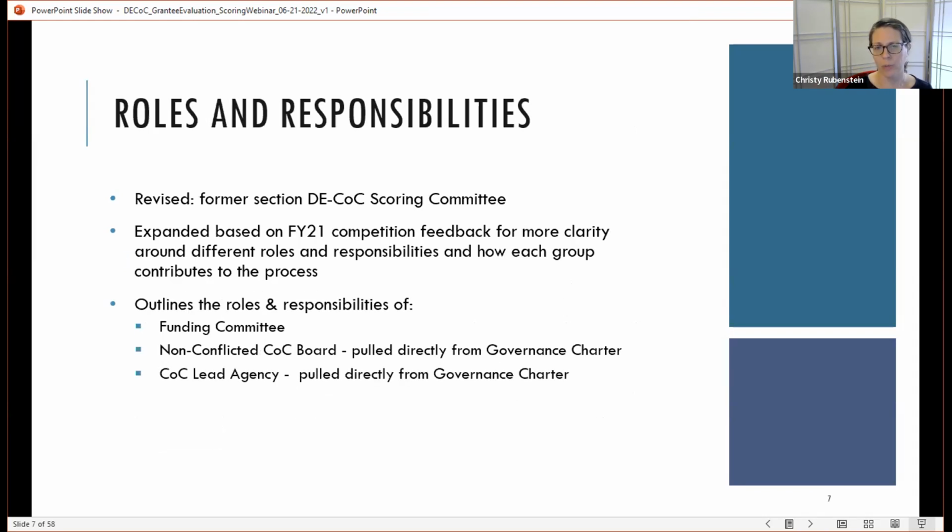The next section is roles and responsibilities. This used to really just focus on the scoring committee, as it was called. The committee's name has changed now to funding committee. And now the section actually describes what the funding committee does, but also the role of the non-conflicted board members and the CoC lead agency, which is HAD. So information was pulled from the governance charter to fill out this section. But again, just hitting on the key players here and what their responsibilities are.